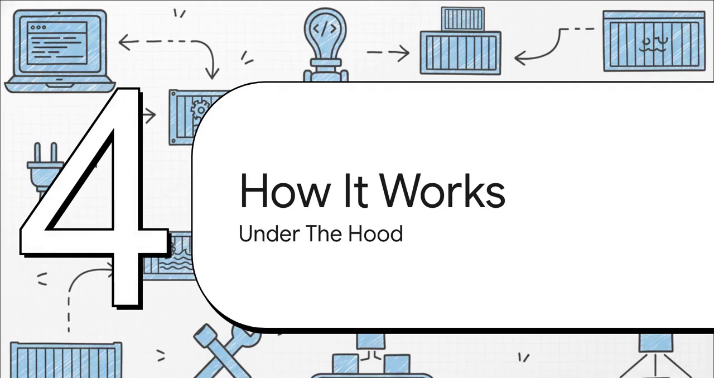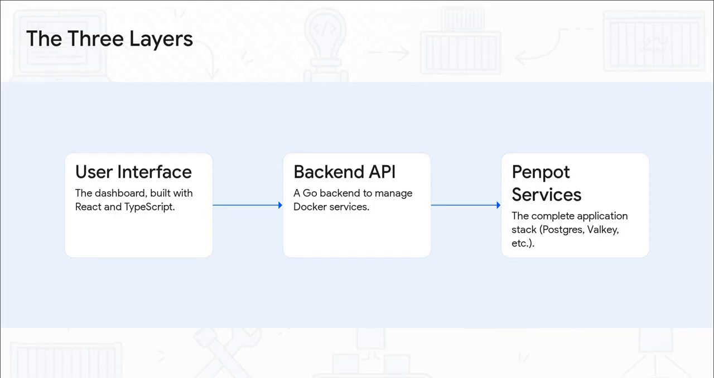All right, so for all of you who are curious about how this whole thing is put together, let's pop the hood for a second and see what's going on underneath. The architecture is actually really elegant and simple. You can think of it in 3 layers. First, you have the user interface, that dashboard we just saw, which is built with modern tech like React. That UI talks to a backend API, which is written in Go, and that's the part that does all the heavy lifting, like talking to the Docker engine. And finally, that backend manages the actual Penpot services themselves, which are all just defined in a standard Docker Compose file.